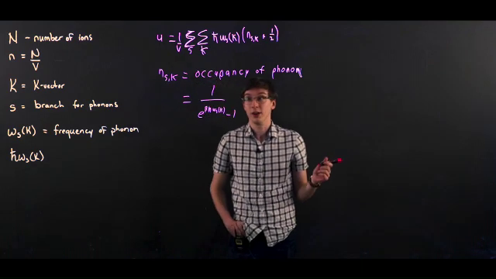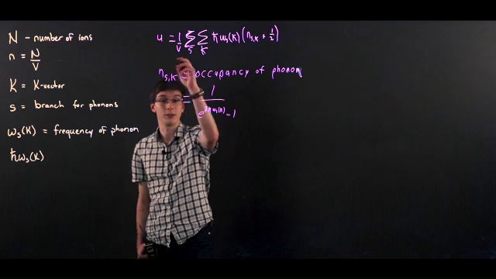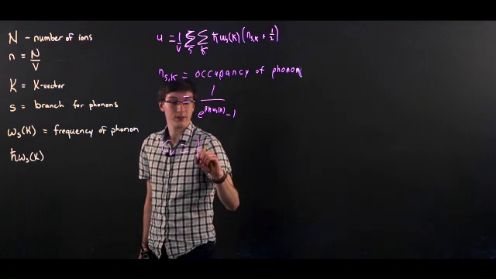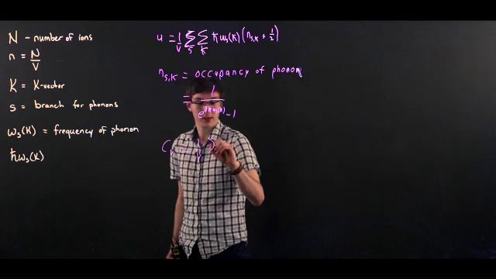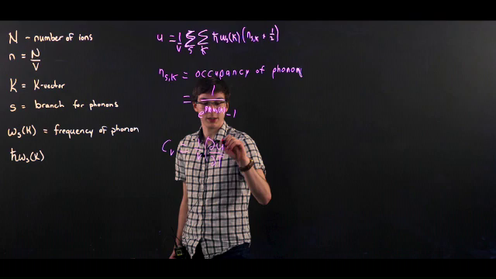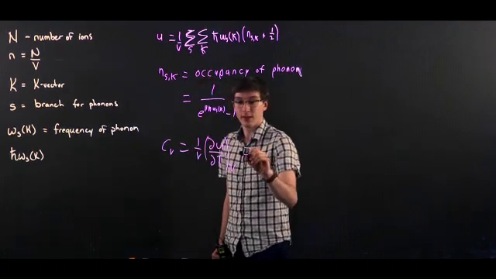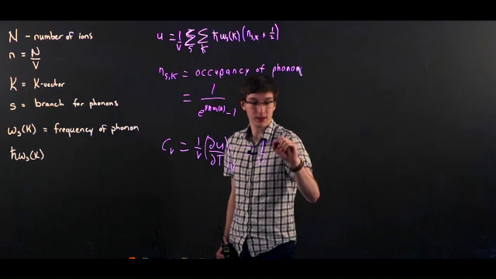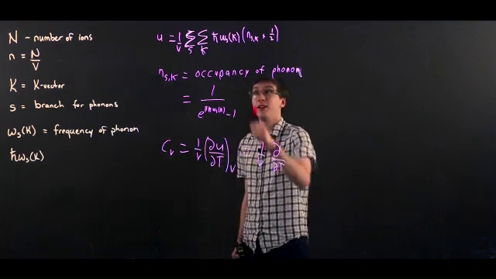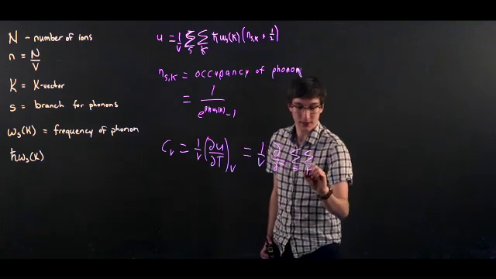All right, and as we all know, the constant volume heat capacity is just the derivative of the total energy with respect to temperature. So C equals the derivative with respect to temperature given a constant volume, which equals 1 over V times the derivative with respect to T of this fantastic looking thing. Sum over s, sum over k.